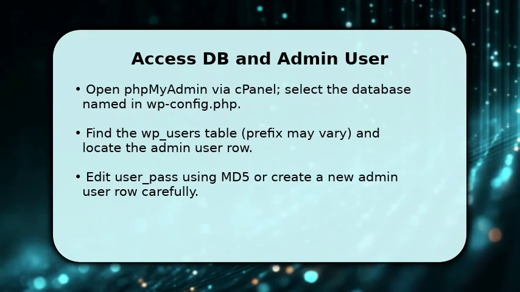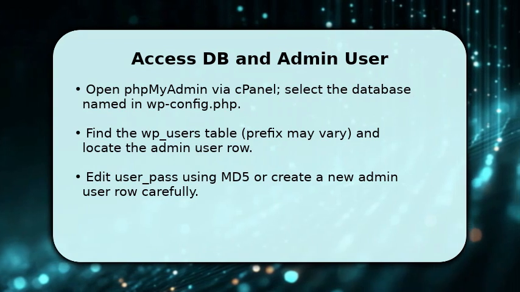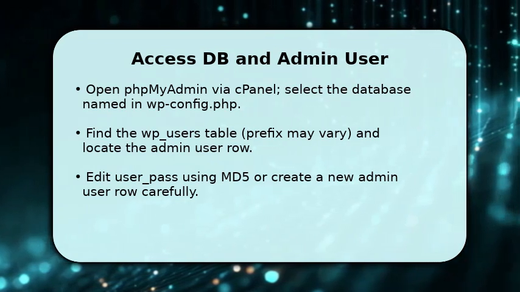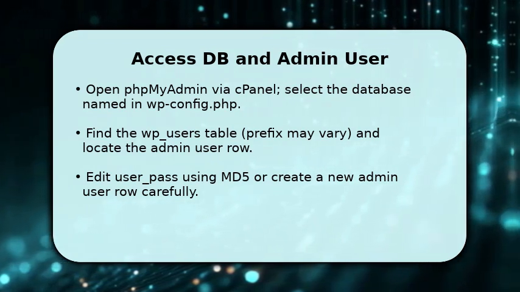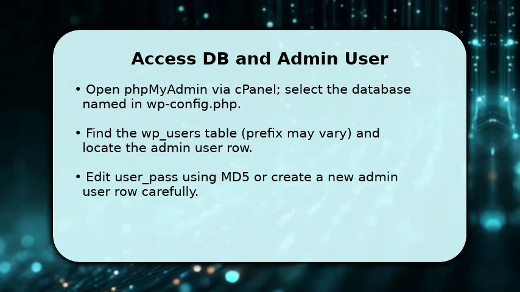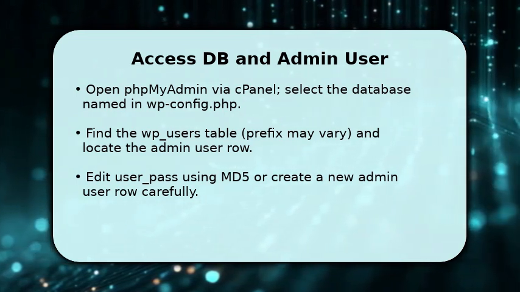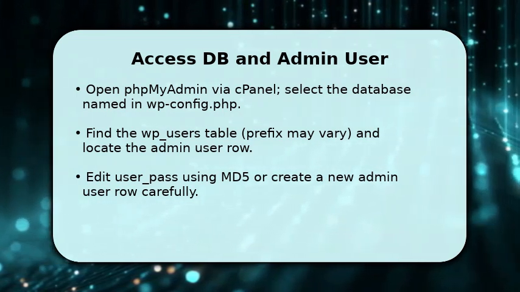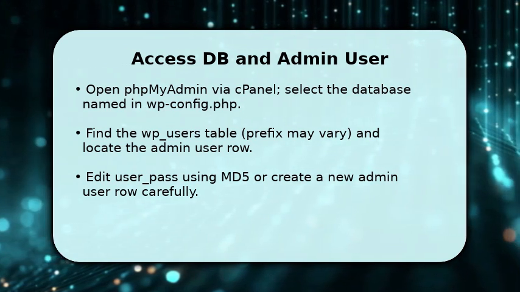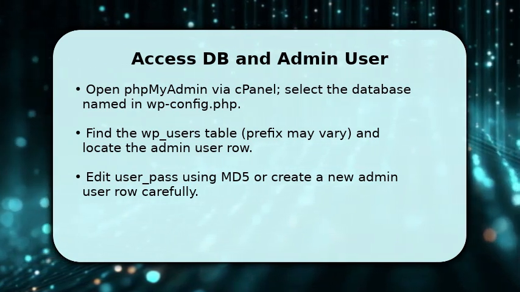Now, open phpMyAdmin from cPanel and choose the database name you noted. The table prefix may not be wp_, so check carefully. Locate the users table and find the admin account row. You can edit user_pass and choose MD5 from the function dropdown to set a temporary password.